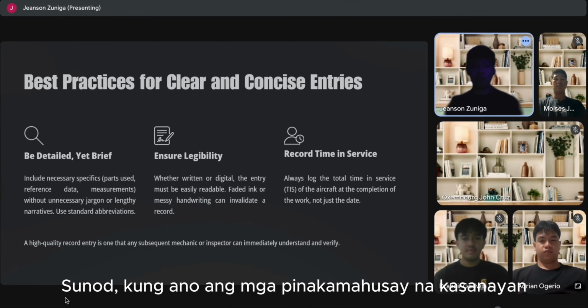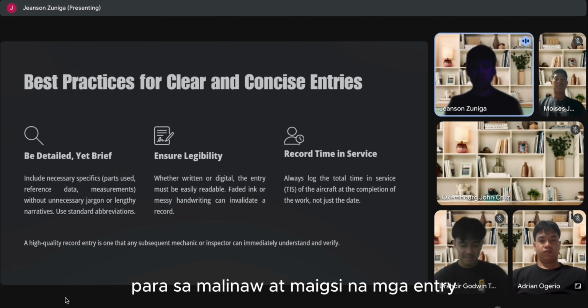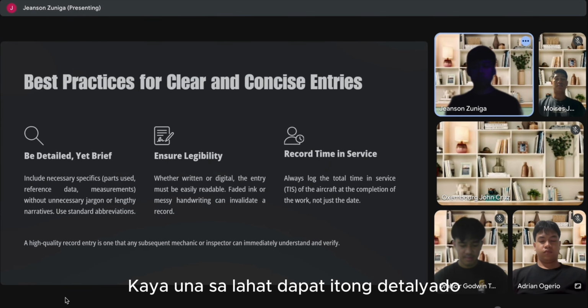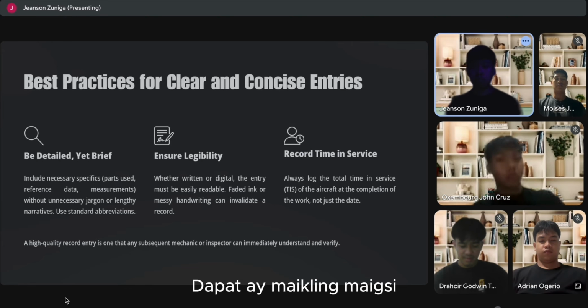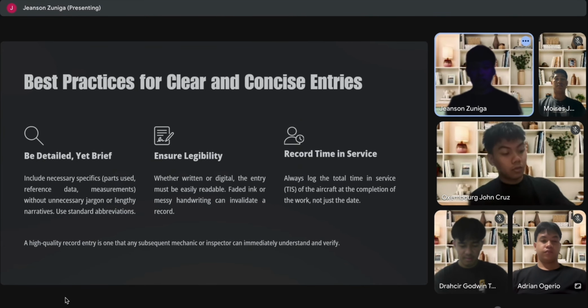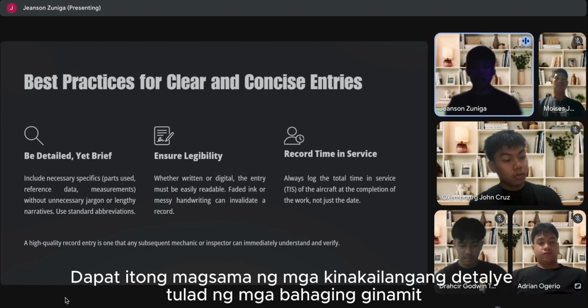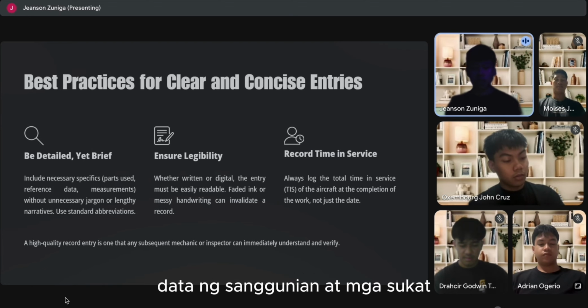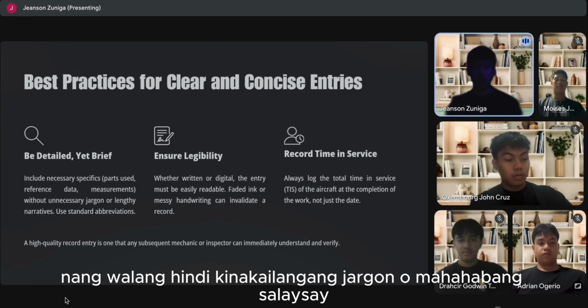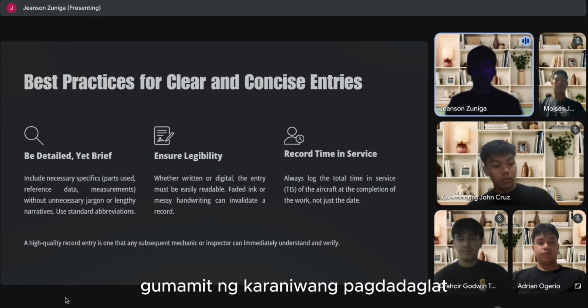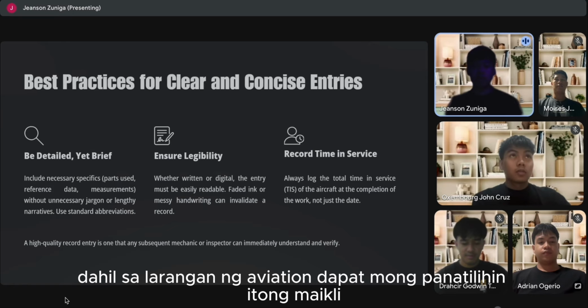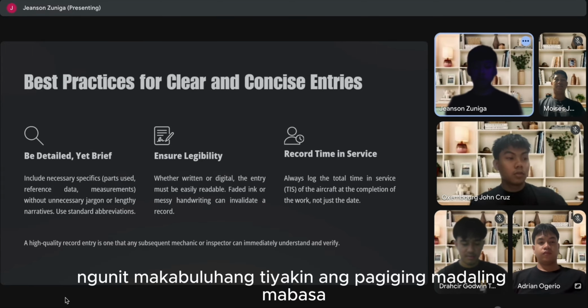Next up, what are the best practices for clear and concise entries? First of all, it must be detailed, brief, and concise. It must include necessary specifics like parts used, reference data, and measurements without unnecessary jargon or lengthy narratives. Use standard abbreviations, since in the aviation field you must keep it short but significant.